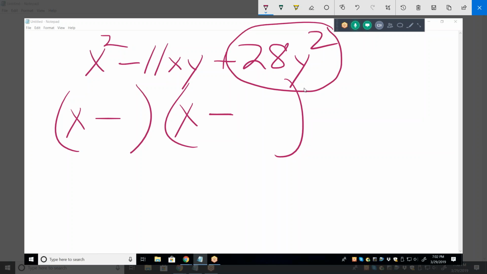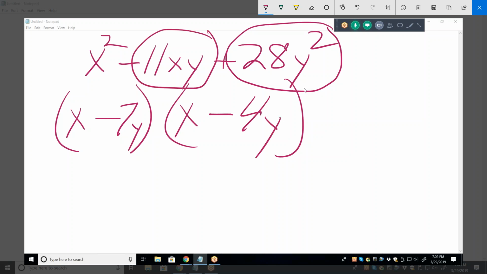Well, what are the two best factors to start with? 7 and 4. 7y times 4y. You can't forget the y, because it plays into this middle term. That middle term is 11xy. Does this solution work? Yes, it does.